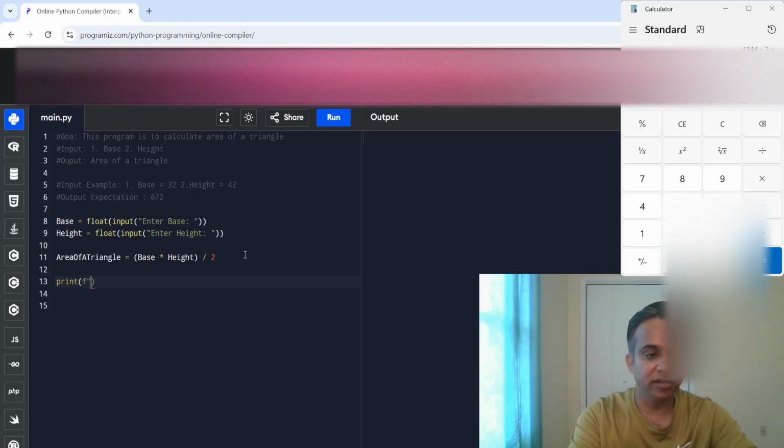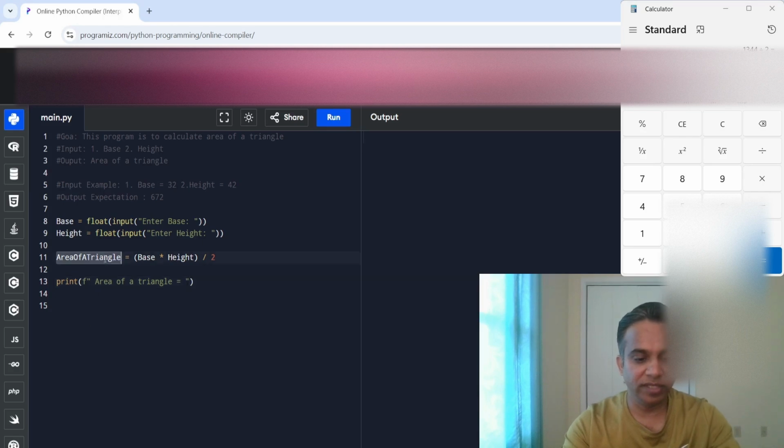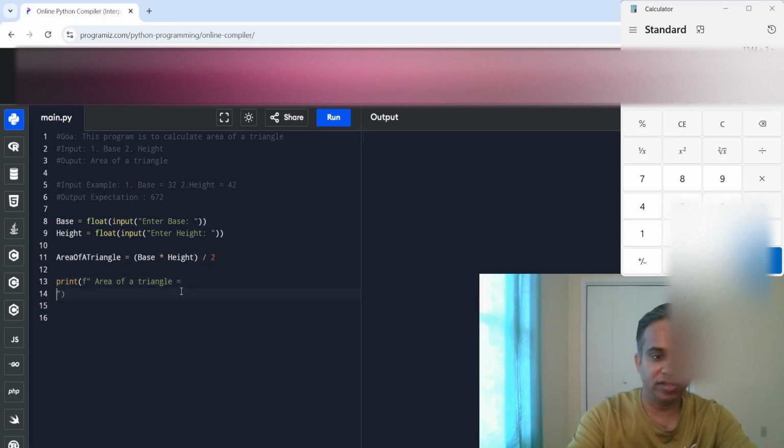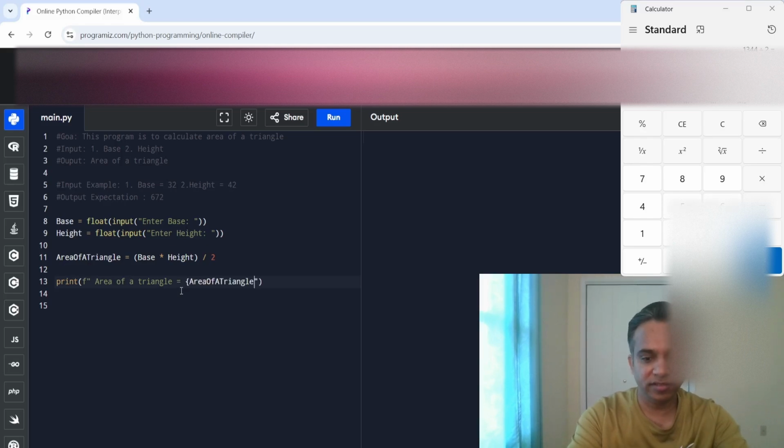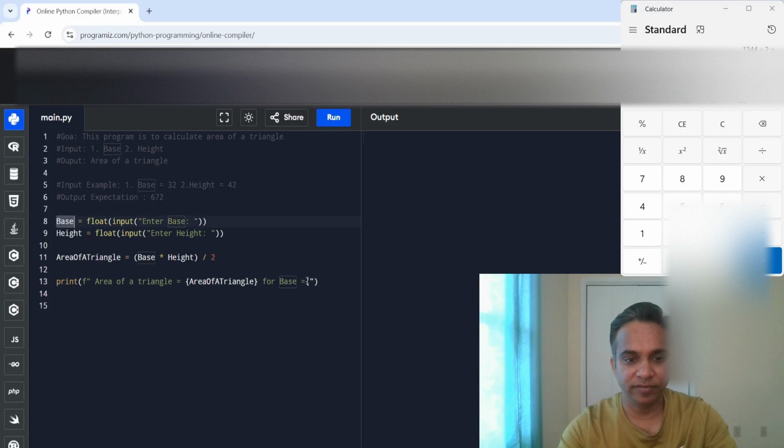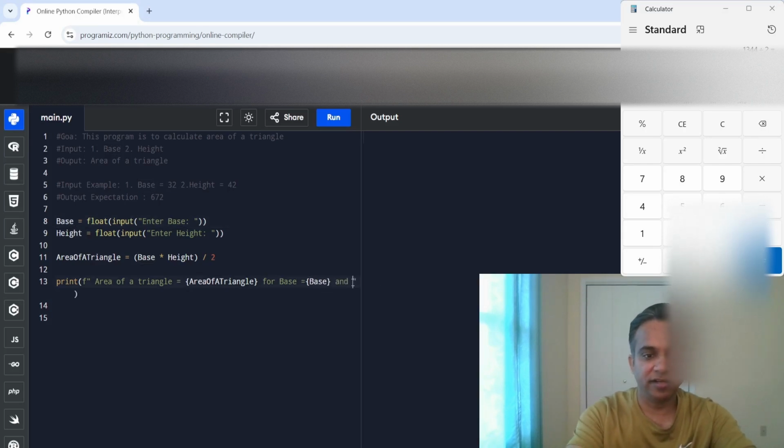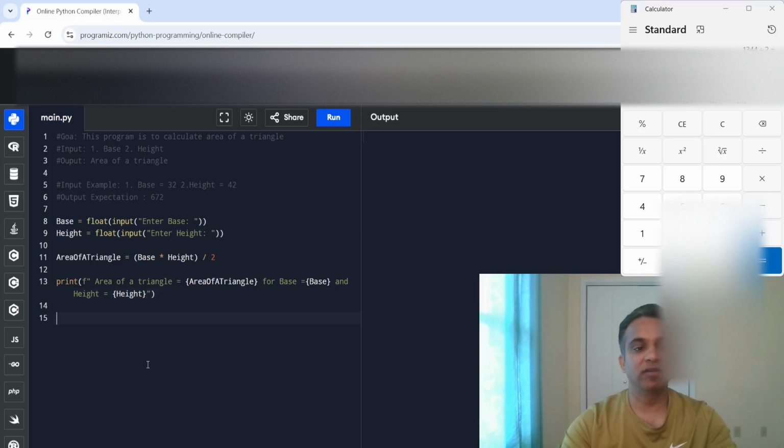The next is we are going to print. Because we are printing a variable, the f-string format is required: F, double quotes, and then area of a triangle equal to. We are going to copy this and paste it, and we need curly brackets because we are printing variables: base equal to, and we are going to get the base, and height equal to height. So now our program is complete.